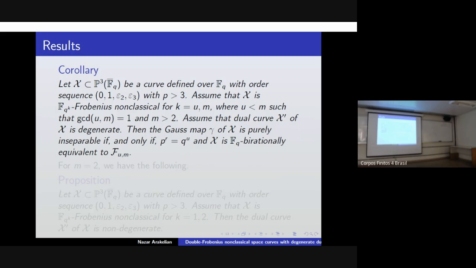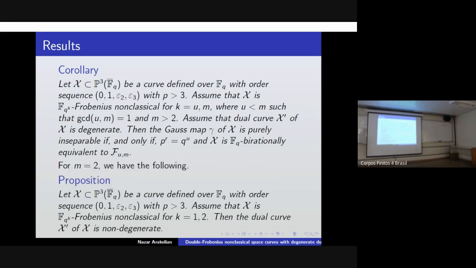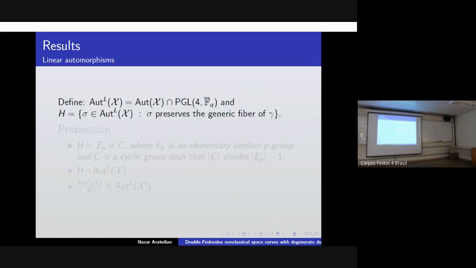What happens if m equals 2? In this case, we can show that if you have a curve that is F_q and F_{q^2} Frobenius non-classical in P^3, then the dual must be non-degenerate. Okay, we're very fast. Actually, the end of the talk.